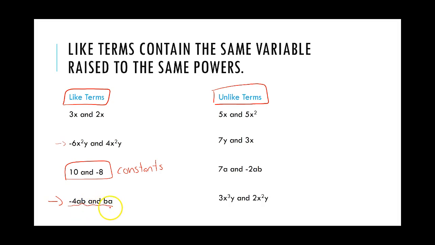Well, they look slightly different, but notice there's an A here and a B here, and there's still an A here and a B here. They're just flipped. So the order doesn't matter. It matters, do the variables the same? Do they have all the same letters with the exact same exponents?